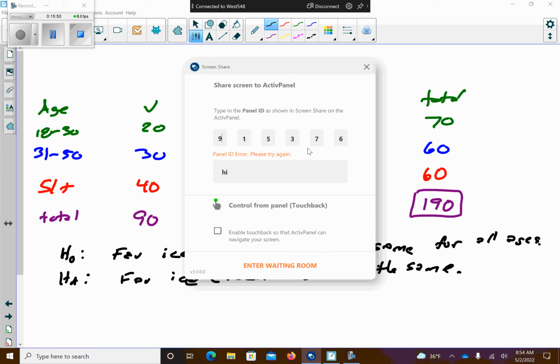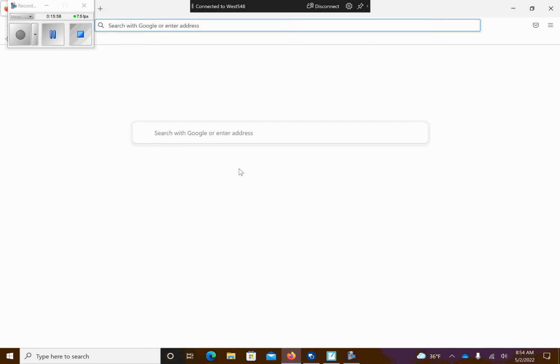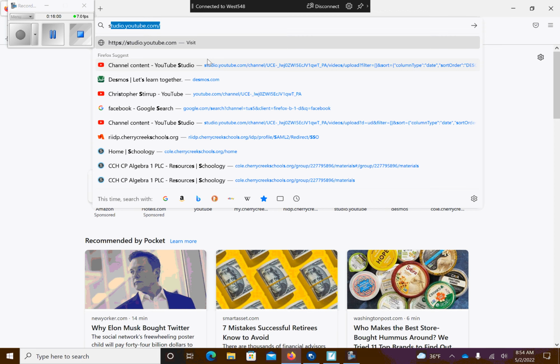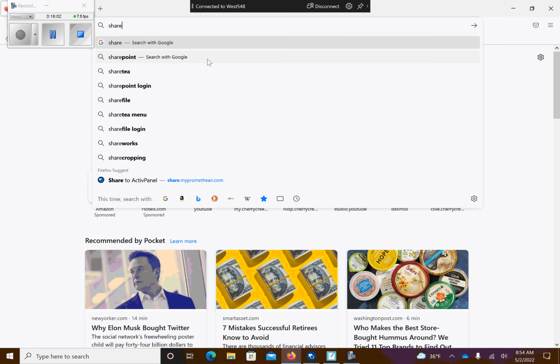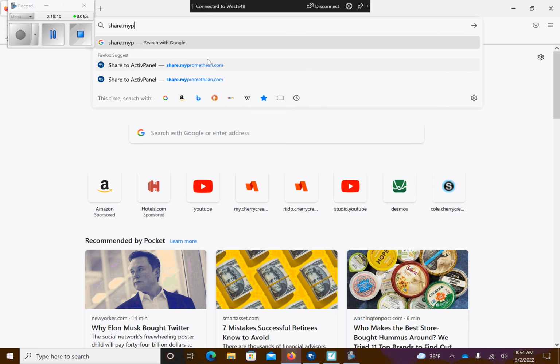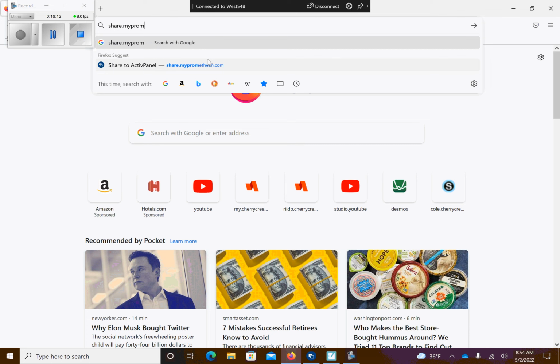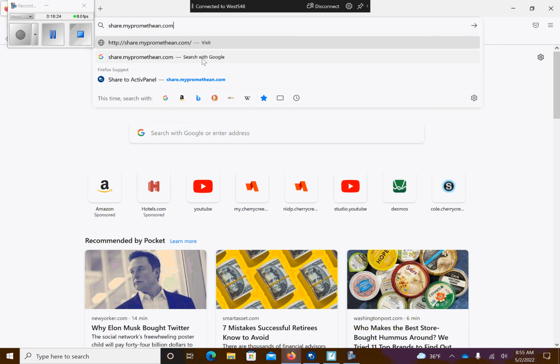Let's bring up the browser window. Let's see if we can see if something changed. Just open up Firefox. I'll just do it real quick. Go to share.mypromethean.com. It's just the bottom corner here. Yeah, it's just really strange.